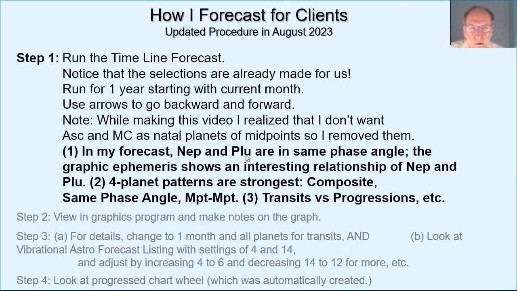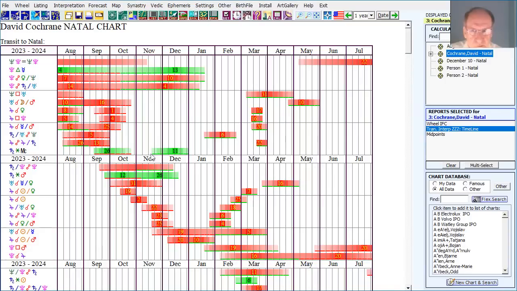Yeah, I want to show you this. I've got 3 points I want to make here. This first one is not something that comes up very often, but let me show it to you. It's a very curious thing. The very first thing in my forecast, it says Neptune-Pluto equals Neptune-Pluto.